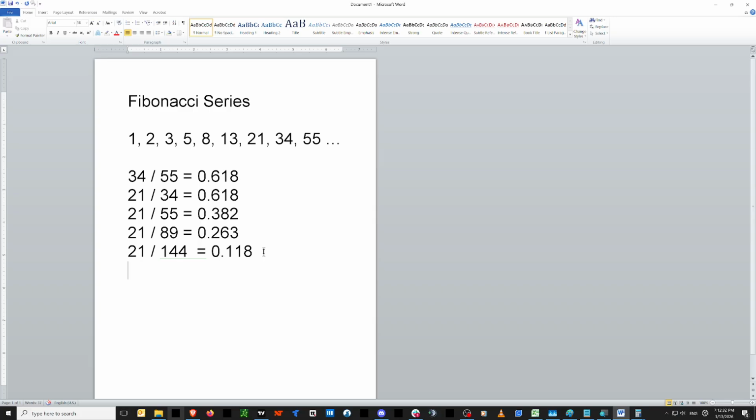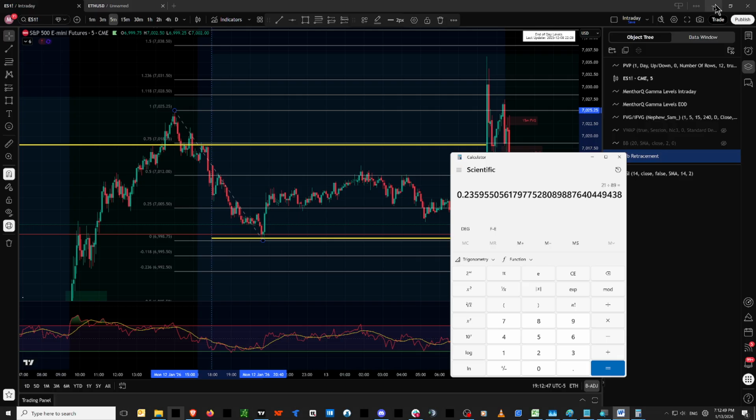Okay, now, so this is the Fibonacci sequence. These are the Fibonacci ratios. Again, this stuff shows up all over the place in nature.